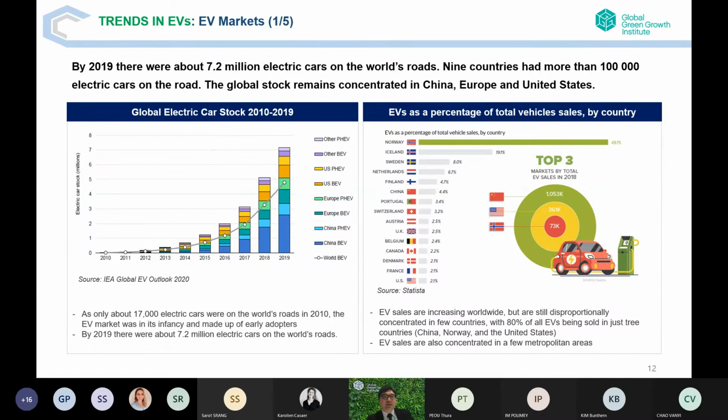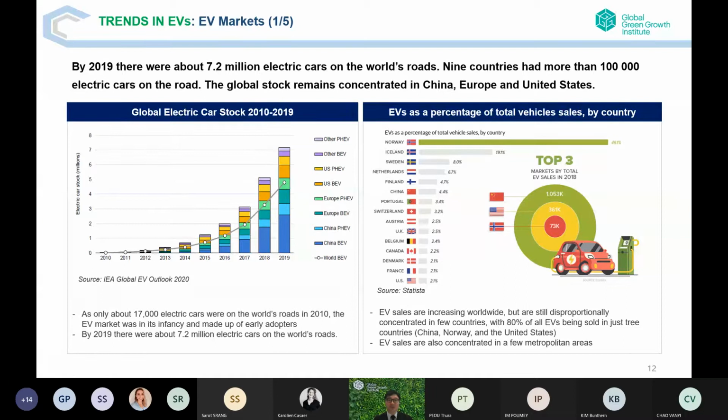In the electric mobility market, by 2019, there were about 7.2 million electric cars on the world's roads, and nine countries had more than 100,000 electric cars on the road. As you can see in the graph of global electric car stock, there were only about 17,000 electric cars on the world's roads in 2010, just 10 years ago.